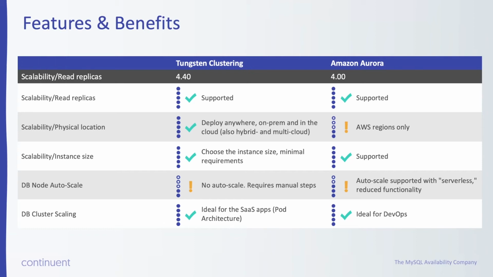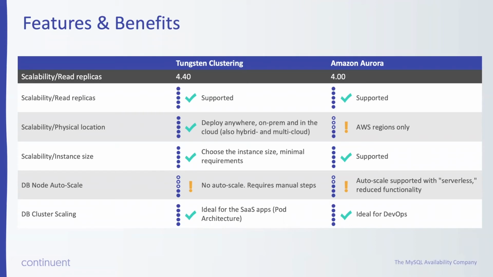Scalability as far as instance size. With Tungsten Clustering, choose whatever instance size you want as long as it meets the minimal requirements. With Aurora, a lot of options for instance sizing. Database node autoscaling is an interesting one. With Tungsten Clustering, it would require manual steps to scale your database servers, either up or down. You would combine that with the zero downtime maintenance features in Tungsten Clustering to keep your applications online. So you wouldn't incur any downtime, and you would just use that process to rescale your database nodes.